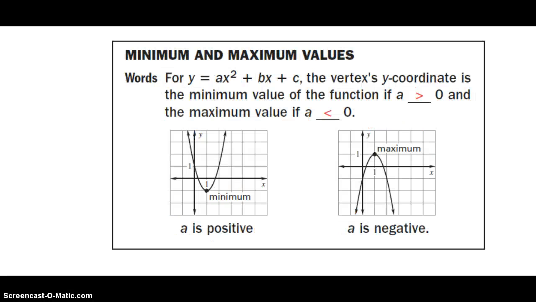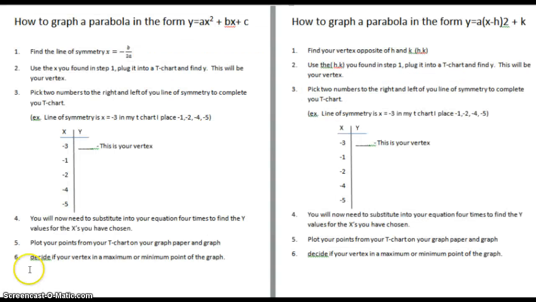All right, next thing we're going to do here is look for minimums and maximums. This is super easy. If it opens up, your vertex is a minimum. If it opens down, your vertex is a maximum. Because it's the highest point on the graph, it's a maximum. Over here, because it's the lowest point on the graph, it's a minimum. So they say when A is positive and it opens up, your vertex is a minimum. When A is negative and your graph opens down, your vertex is a maximum. Easy peasy.